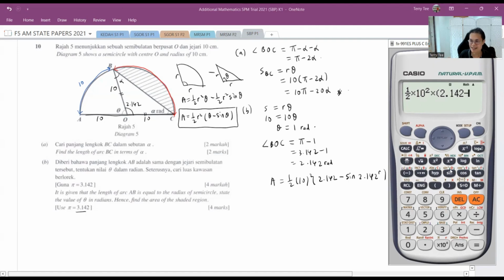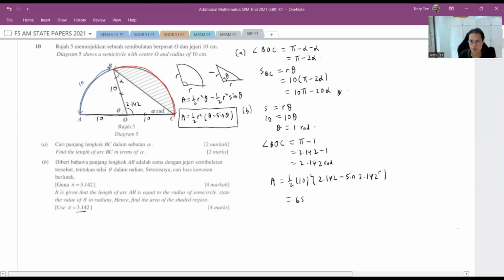2.142 minus sine 2.142, close bracket, right? My answer is 65.04. Now you can choose to do it one by one, but I don't like to do it one by one because it's very slow. Some people divide this even, find the center, find the height, find the base. Don't need to do that. It's very slow, right? This half r squared, theta minus sine theta, is a very, very useful formula to find the area of a segment.